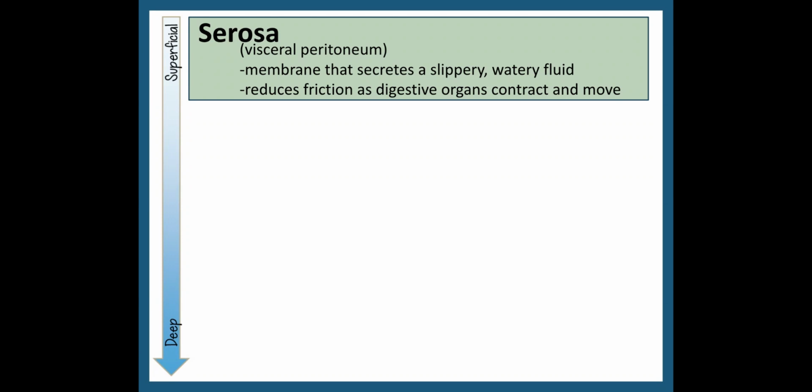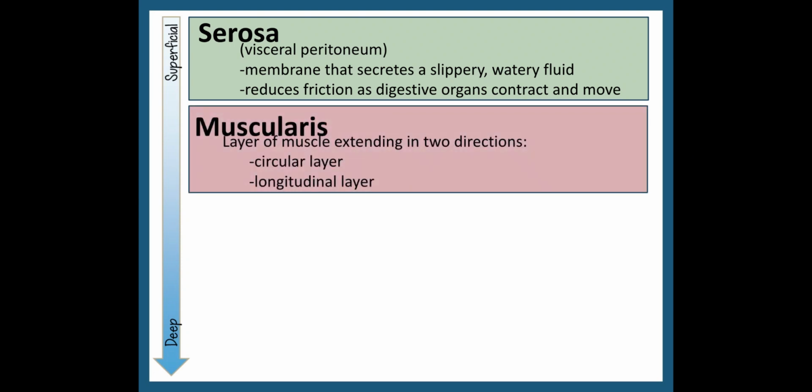So another picture that might help you here, superficial, this would be on the surface, and deep would be below that surface. Okay, so up near the surface, you have the layer called the serosa. This is also called the visceral peritoneum. This is a membrane that secretes a slippery, watery fluid, and it reduces friction as digestive organs contract and move. Okay, below that layer, you have the muscularis. It's a layer of muscle extending in 2 directions. And there's a circular layer here and a longitudinal layer.